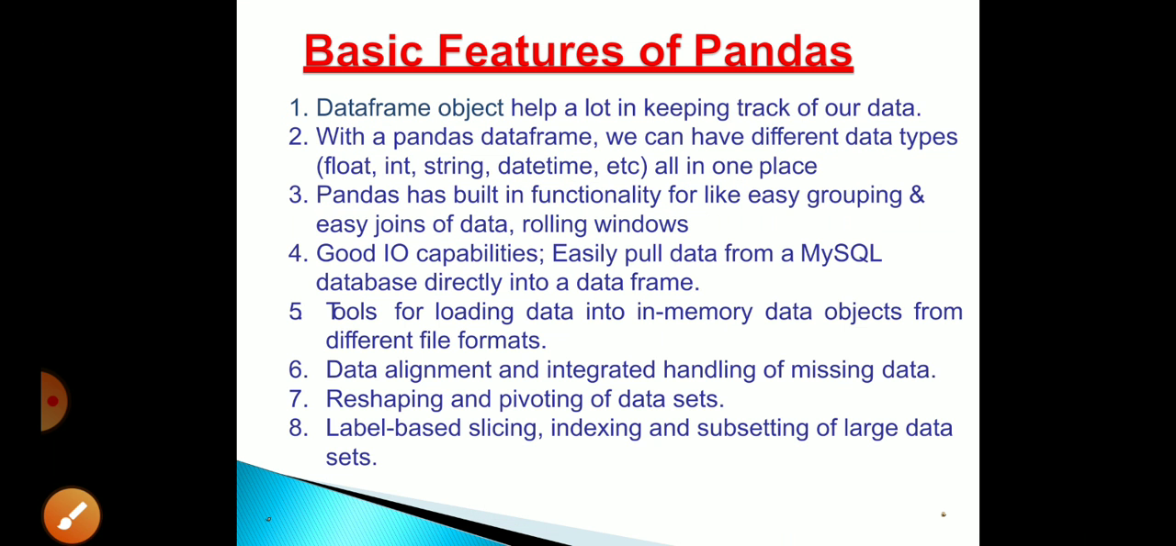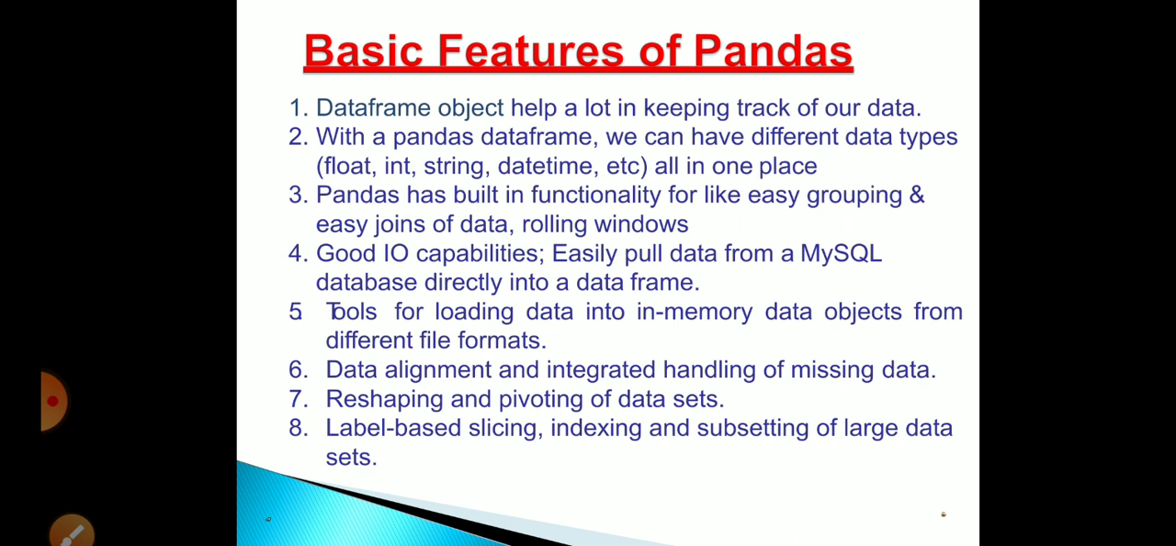Next is your features. What are the basic features of pandas? Data frame objects help a lot in keeping track of our data. It is used to keep track of our data. Next, with a pandas data frame we can have different data types like float, int, string, date, time, etc. all in one place. We don't have to move here and there for fetching the data types. In one place we can fetch all the types of data.